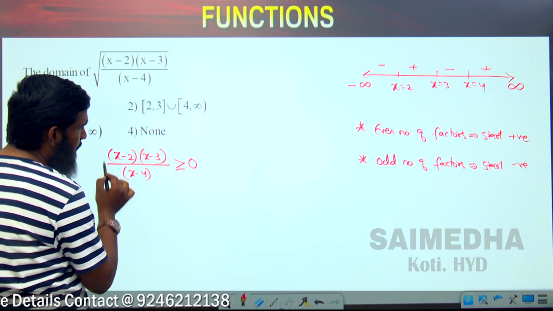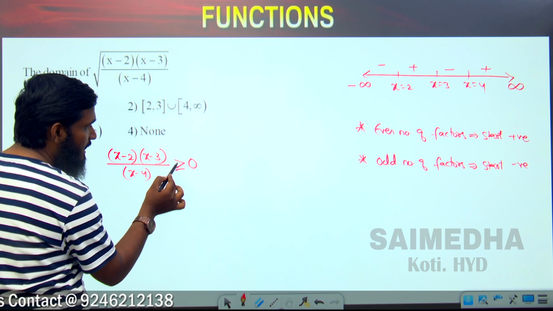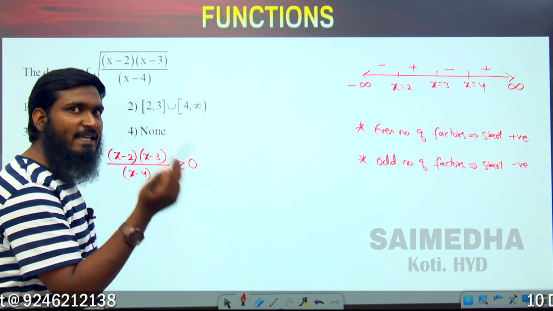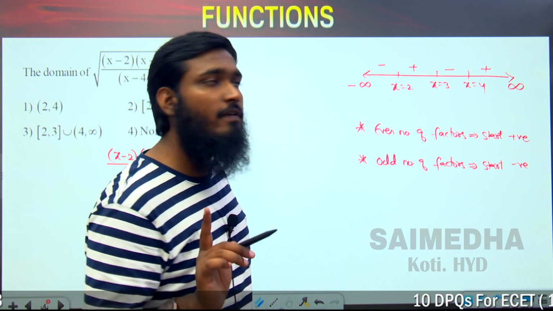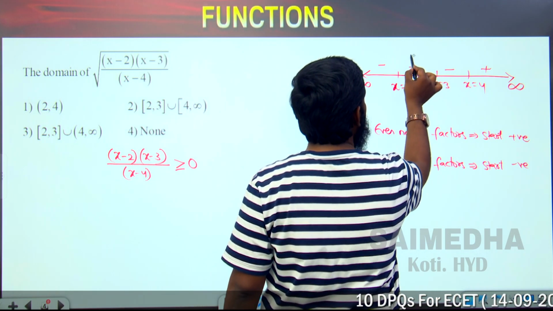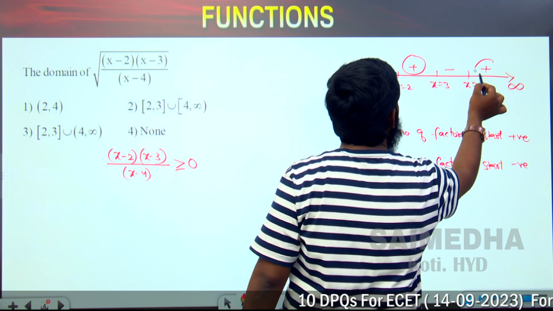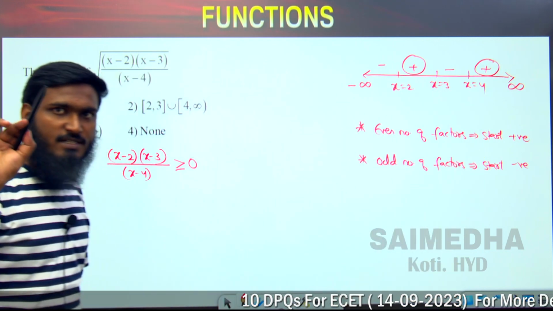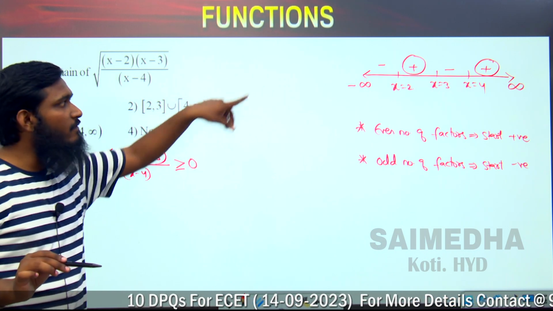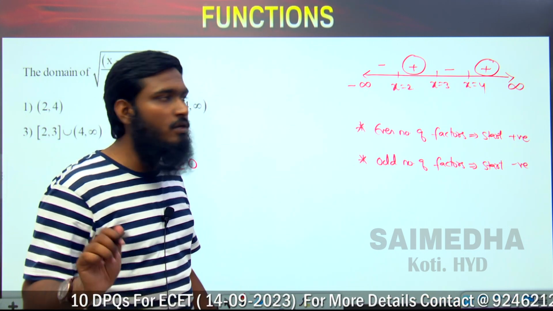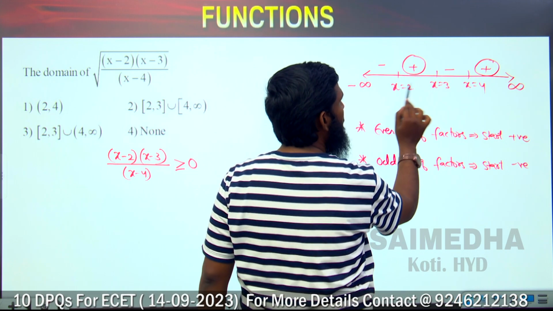Now this complete expression is greater than or equal to 0. Greater than 0 means positive or negative? Positive. So we have to take the positive regions, meaning this region and this region. Listen to this point carefully: if it was less than, then we would have to take the negative regions. Understood?